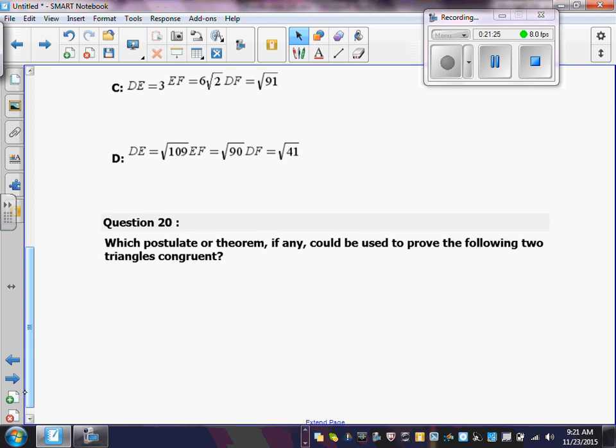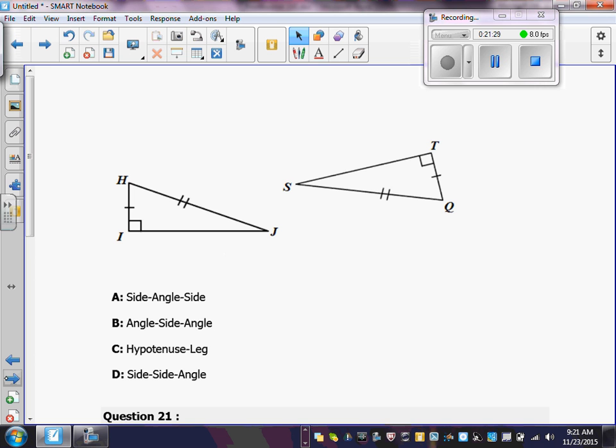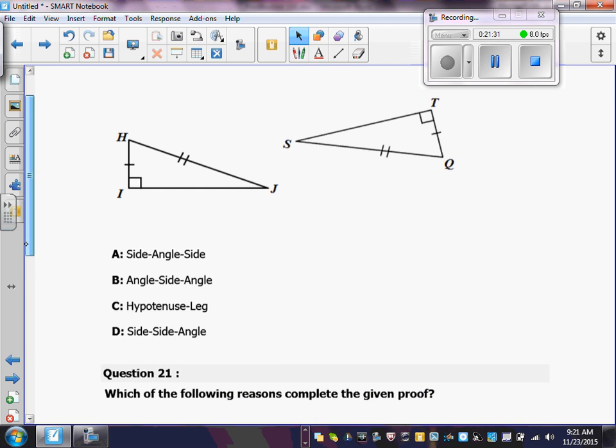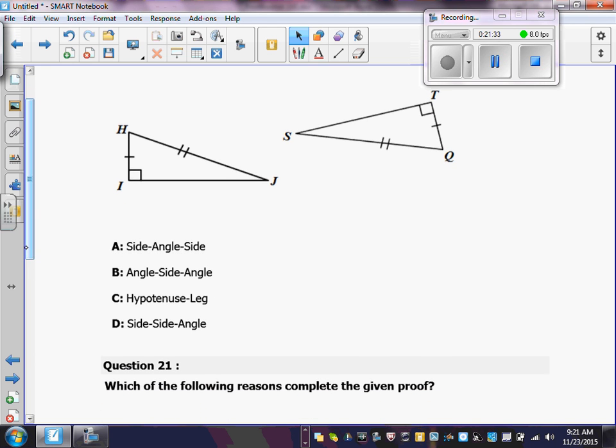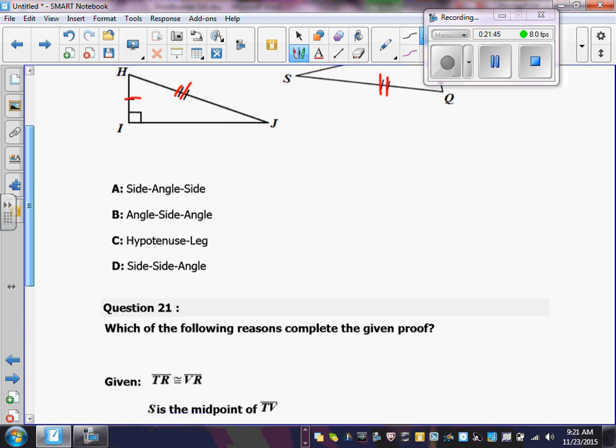It says which postulate or theorem, if any, could be used to prove that the triangles are congruent. So this is a right triangle. The minute I think of a right triangle, I look at whether the hypotenuses are given to be congruent. In this case, they are. This is congruent to this, and I have a leg. So this is easily hypotenuse-leg, right?